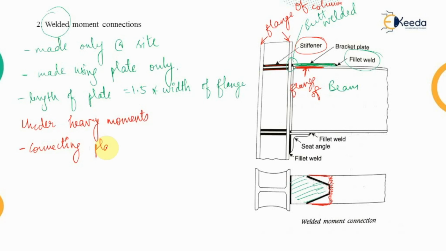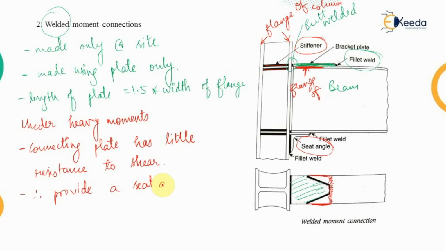Now the plate that we have provided over the top of the flange of the beam has little or no resistance to shear. Therefore, to resist this shear, because the shear will be coming onto this section, we provide a seat angle below the flange of the beam. Therefore, we provide a seat angle at the bottom flange of the beam.